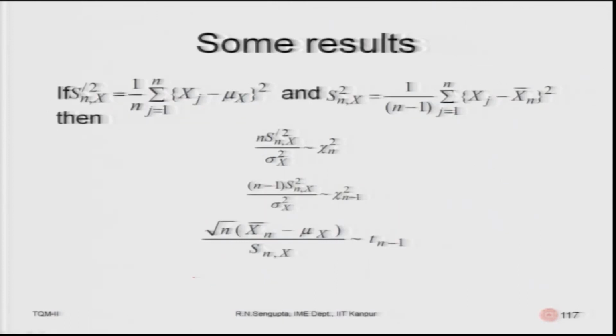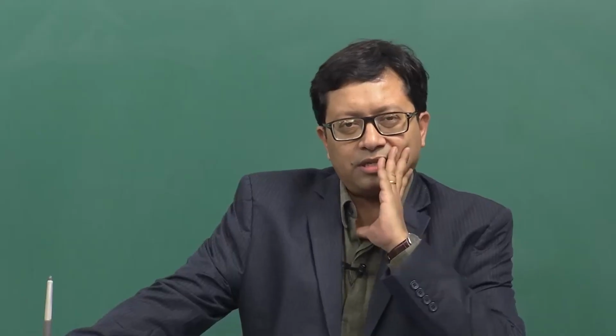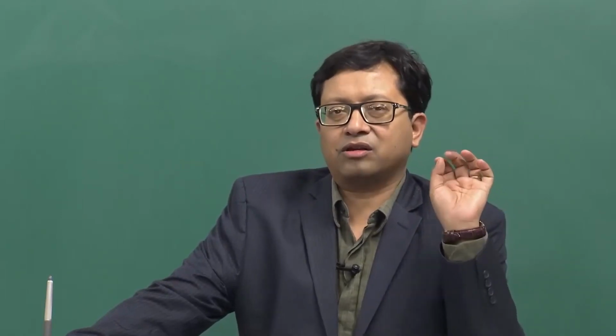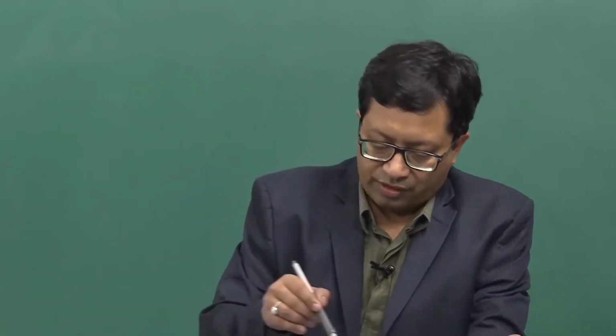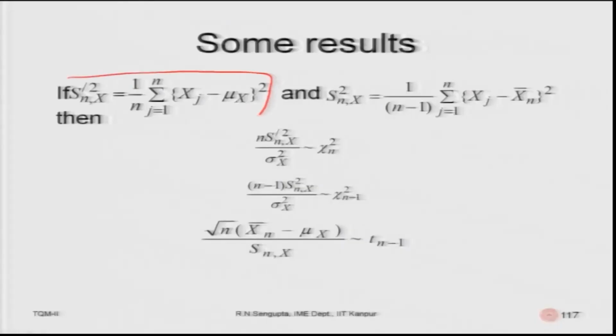So, some interesting results: consider you have a sample and you want to find out the sample standard deviation, which is also known as standard error, or the sample variance. Sample variance can be found in 2 different instances: when the population mean is known, and when the population mean is not known. When the population mean is given, the standard error whole square, which is the variance of the sample, is given by 1 by n summation of xi minus mu whole square.